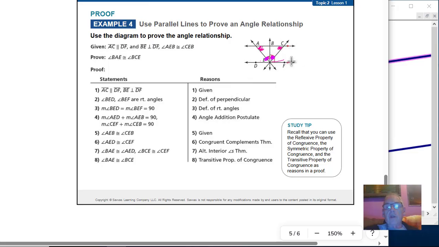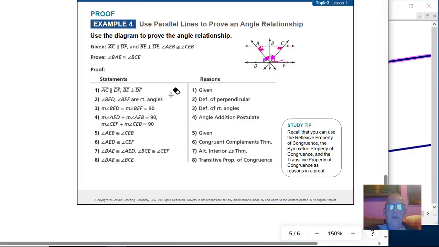Okay, so we got alternate. If we do the parallel lines with the transversal here, then let's see. We can't really do this with the right angle. So let's see how they do this proof. So they got the parallel lines and they have the perpendicular.